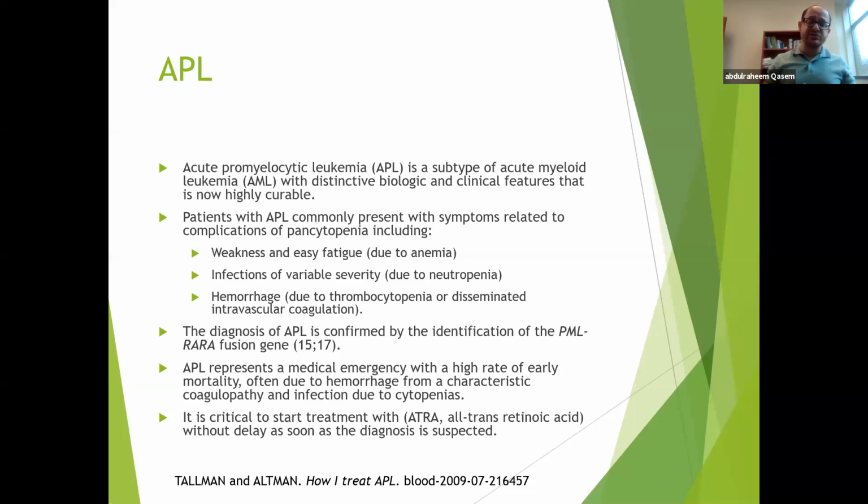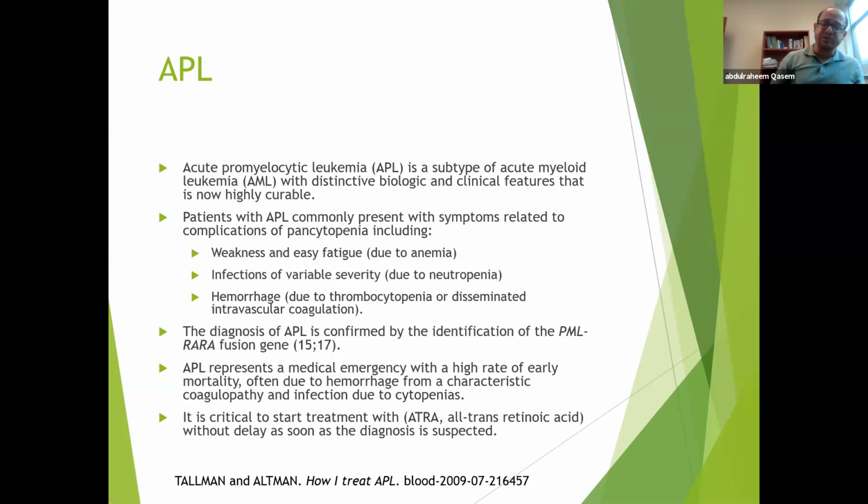So the promyelocytes will expand in the bone marrow, and they are rich in granules that can release a lot of histamine and chemicals that can induce a clinical DIC. Most of the patients will present with general symptoms, fatigue and tiredness due to anemia, and then infections due to neutropenia, and bleeding, hemorrhage. The reason I put this here as an emergency is it's very important that you identify this problem because it's highly curable.